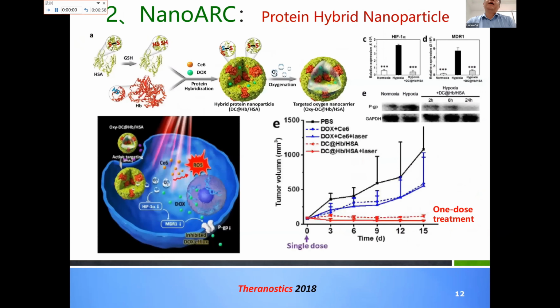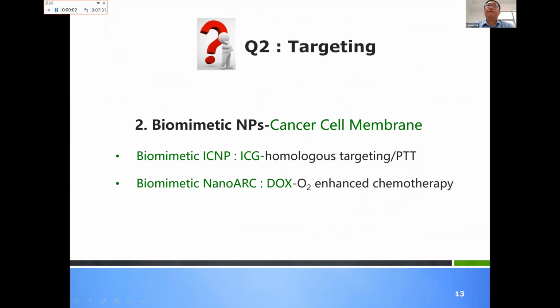And then we use protein hybridization to combine hemoglobin and HSA together. You can see the hybridized protein nanoparticles can very highly down-regulate HIF and MDR1, and get quite good results. And the second question is targeting.